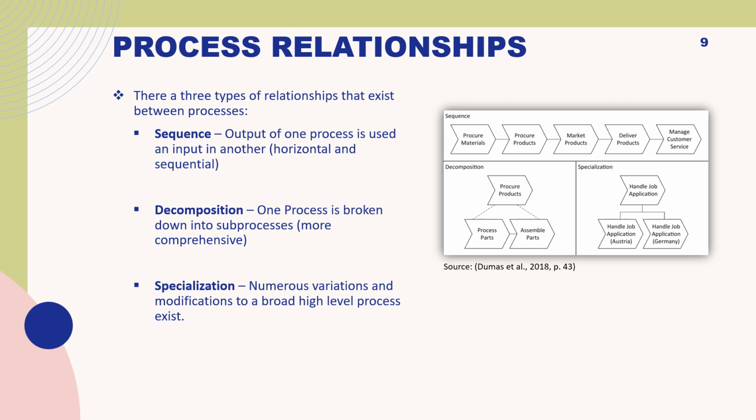Finally, we have specialization, in which numerous variations and modifications exist for a broad or generic high-level process. As you can see on the diagram, the generic high-level process is handling of job application. The variants that exist are to handle the job application for Austria, as well as handling the job application in Germany.